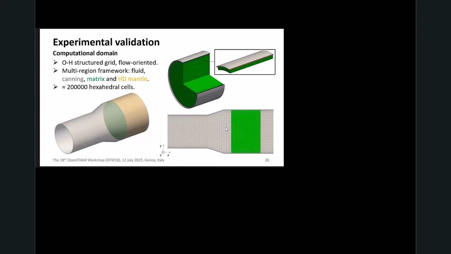It is a multi-region domain, which includes the fluid, the canning, the matrix, and another porous region. The mesh is structured, with an O-grid topology. The total cell count is around 200,000 purely hexahedral cells.